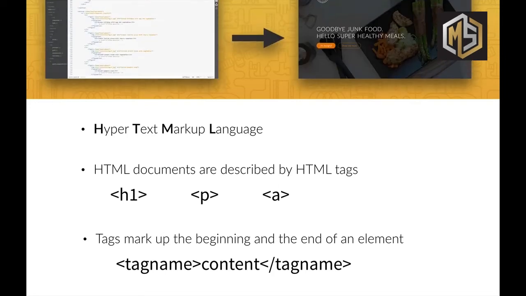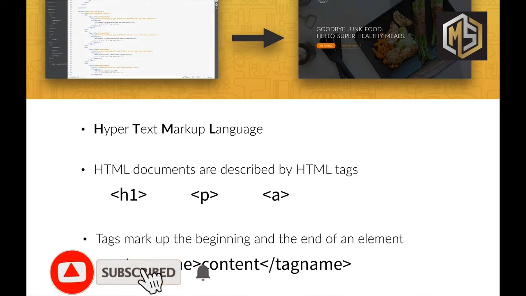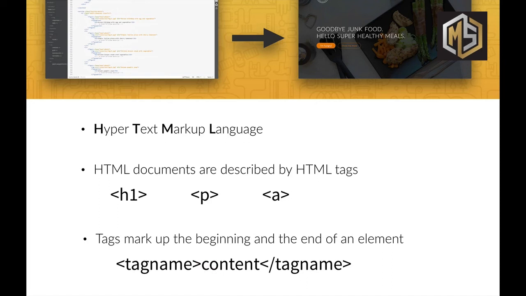And web browsers, such as Google Chrome, can read HTML files we code and translate them into visible web pages. Alright, now that we know what HTML is, we can move on to some real coding in the next lecture.